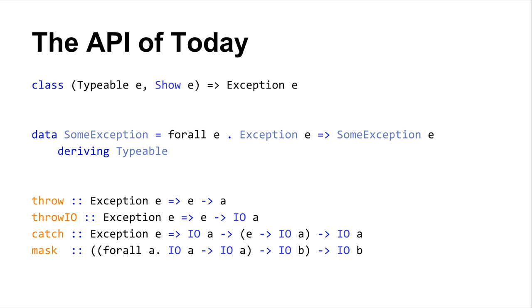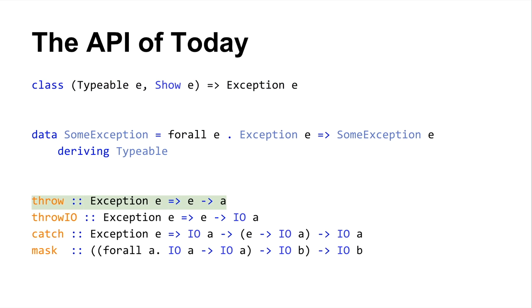So the API of today, Control.Exception, exports a few things that are important to you if you need to deal with exceptions in your program. It exports the Exception type class, which is the type class that you're going to be working with the most if you're going to be catching and throwing exceptions of your own. It also exports SomeException and a relatively shallow but useful hierarchy of exception types, which you can extend with your own stuff. But SomeException is the root of this structure of exceptions.